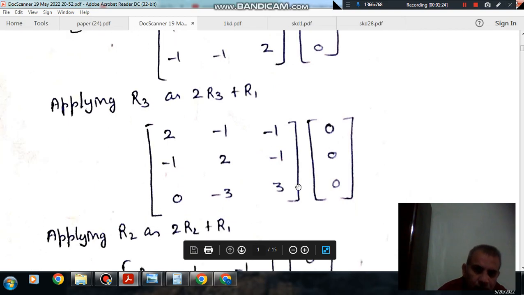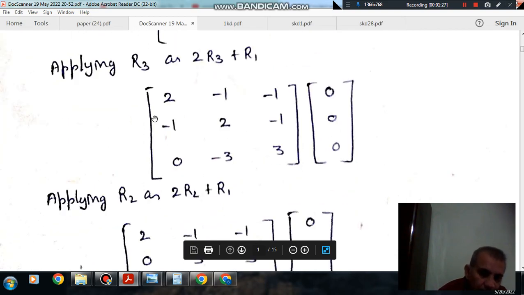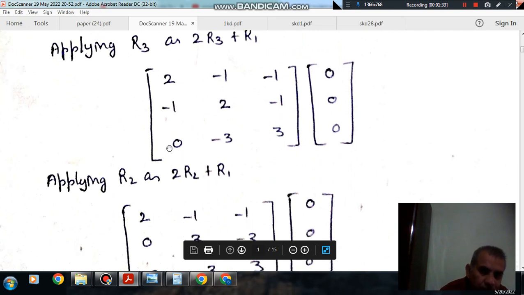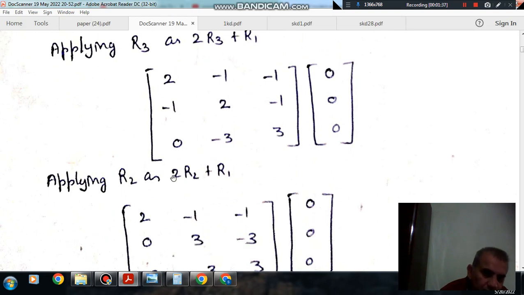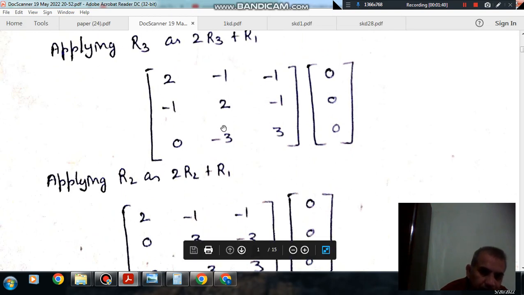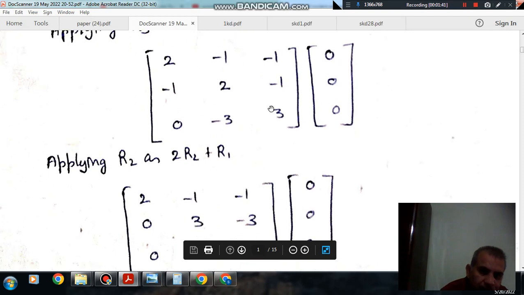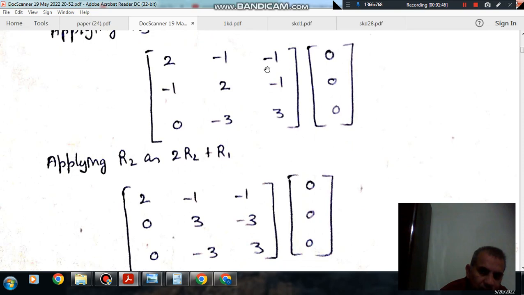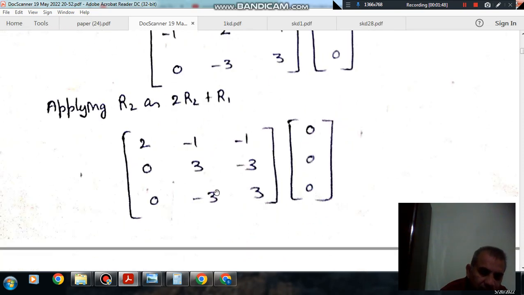Now on this matrix, applying R2 as 2R2 plus R1. Minus 2 plus 2 is 0, and 4 minus 1 is 3, and minus 2 plus 1 minus 1 is minus 3. So this will be the next matrix.